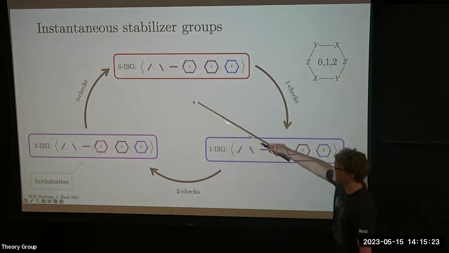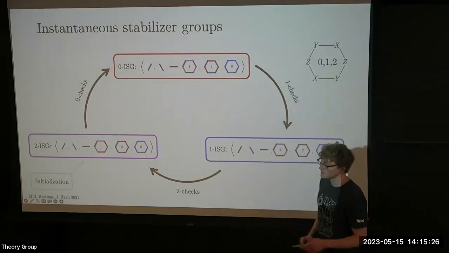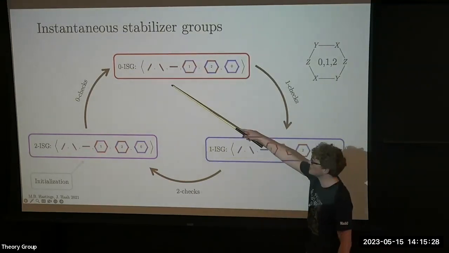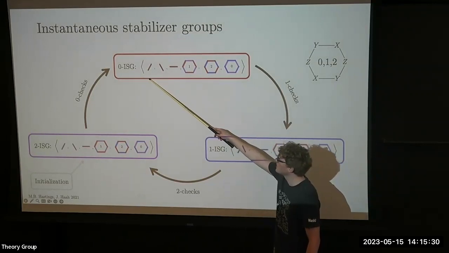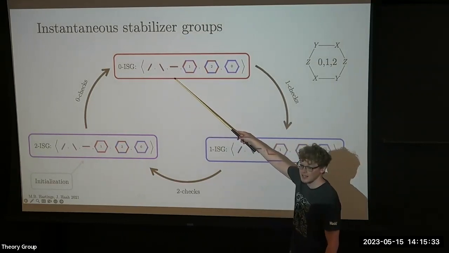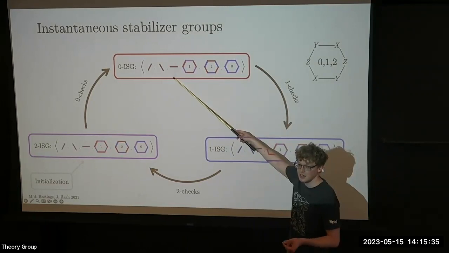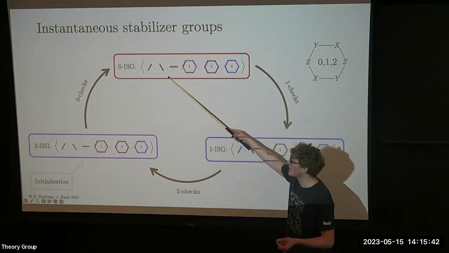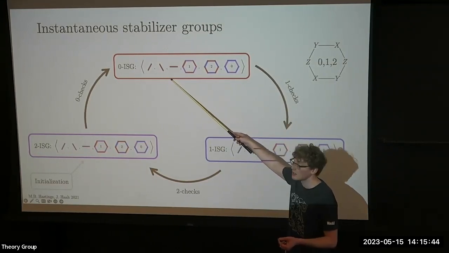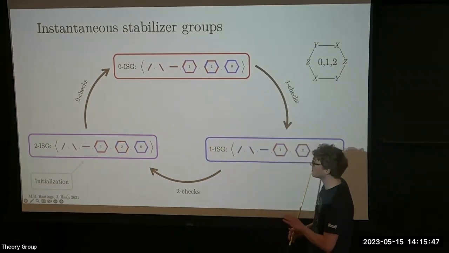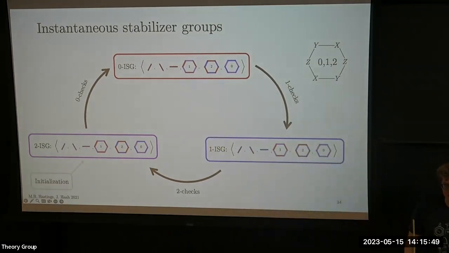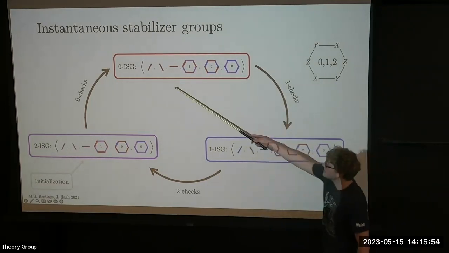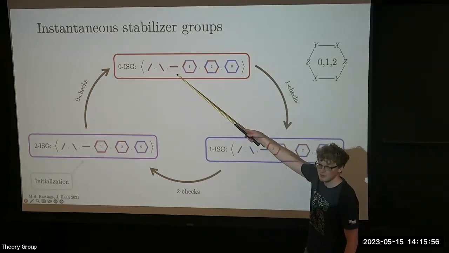But let me try and give some intuition for these instantaneous stabilizer groups. Let's focus on the zero ISG. The first three generators of the zero ISG are precisely the zero checks. We've just measured the zero checks. So the system is in a definite eigenstate of the zero checks, a plus or minus one eigenstate of those zero checks. For simplicity, let me assume that we're in the plus one eigenstate. We can keep track of the plus or minus one classically. So these definitely belong to the instantaneous stabilizer group.